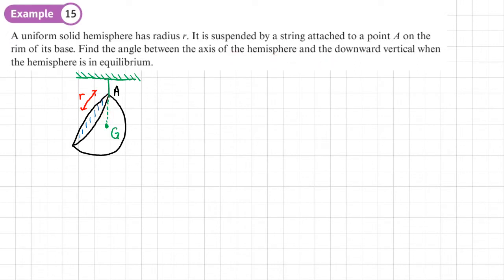Well, this is the downward vertical. The axis of the hemisphere is like its axis of symmetry. So that's going to be this line here. And the angle we want to find is going to be this angle. So I might draw this part of the diagram out a little bit bigger to help. So here's an enlarged version of what's going on here. This is that point of suspension here. Here's the centre of gravity. This is the axis of the hemisphere, and this is the radius here. So that corresponds to this little triangle that's in the first diagram.